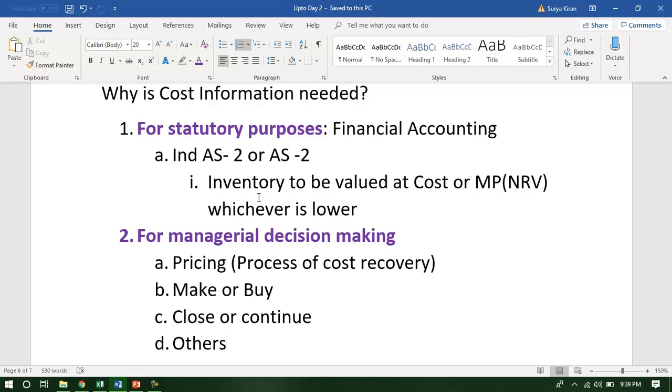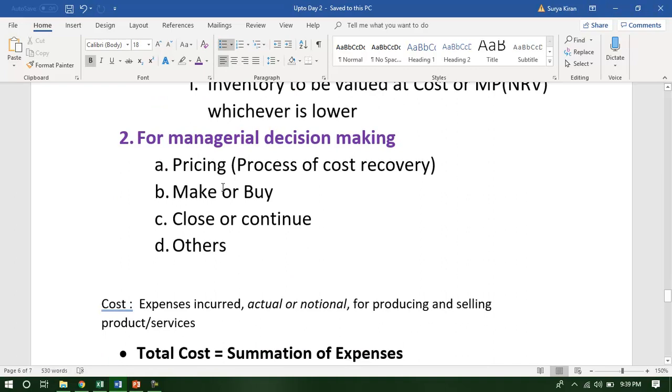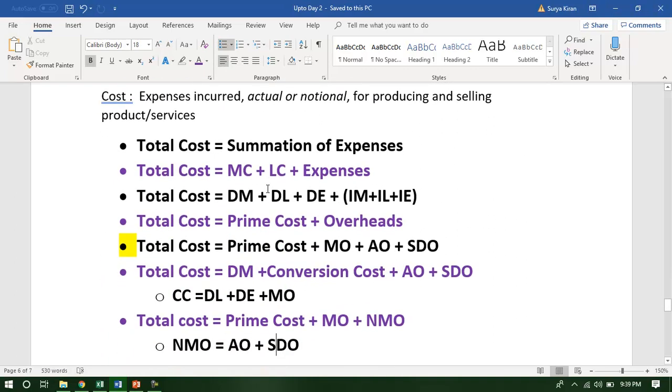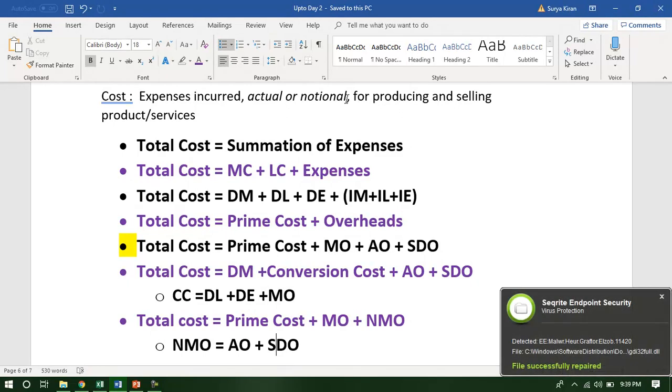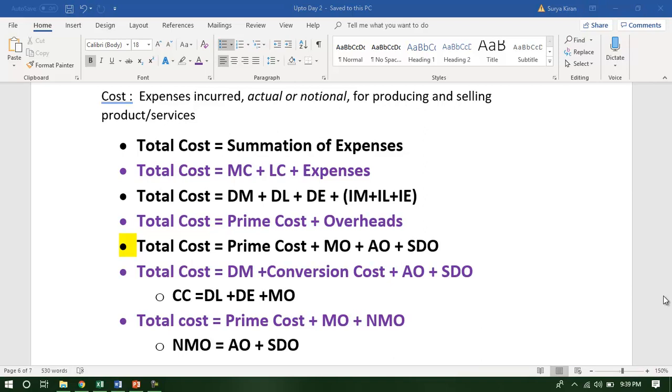But what is this cost? Cost is an expense incurred, actual or notional, for producing and selling a product or service. When we say actual, it involves the actual outflow of cash, whereas notional does not involve the outflow of cash. In economics, that notional cost is called opportunity cost. We'll develop the term opportunity cost in one of our subsequent presentations.